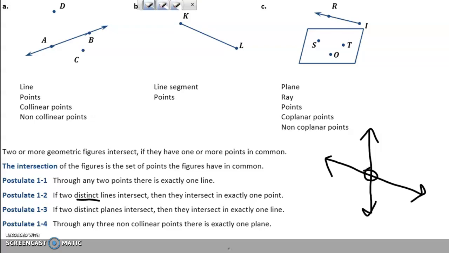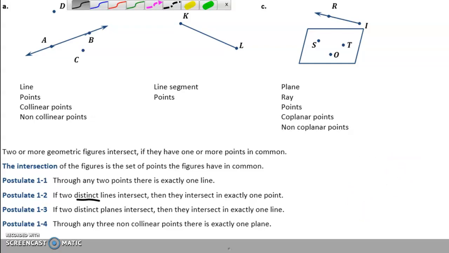When might 2 lines not intersect? Yes. When they're parallel, yep. So in that case, there's no intersection. But here it says if the 2 lines do intersect, then they will intersect in 1 point, as long as they are 2 separate lines. Postulate 1-3, if 2 distinct planes intersect, they intersect in exactly 1 line. I'm going to skip that for just a second.